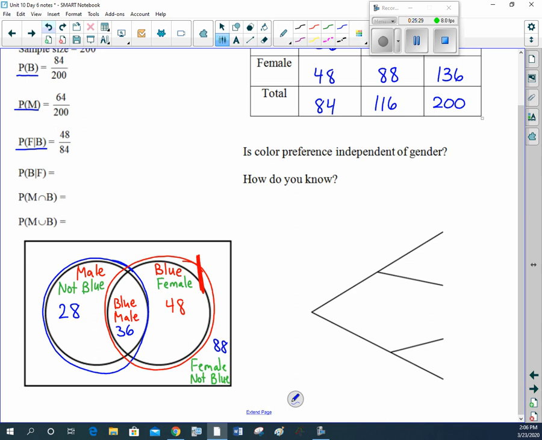Okay, so to do our tree diagram, you've got to break that up into two categories. I guess I'll start with male and female. And then after you pick a gender, you have blue and not blue. Over here, same thing, blue, not blue.